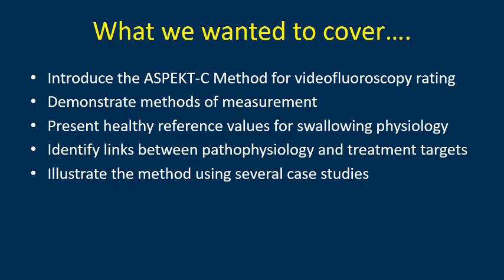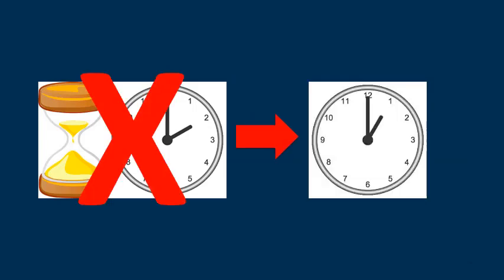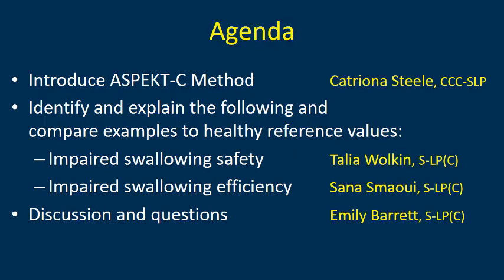On this slide, you can see a list of the things we wanted to cover when we first wrote our submission to the ASHA convention. However, that was a plan for a 2-hour session, and the convention committee only provided us with 1 hour. So the revised plan is as follows. I'm going to begin by introducing you to the ASPEKT-C method and explaining why and how it was developed. Talia and Sana are then going to follow by walking you through the method with examples of impaired swallowing safety and impaired swallowing efficiency. And Emily will then wrap up with some closing thoughts and discussion.